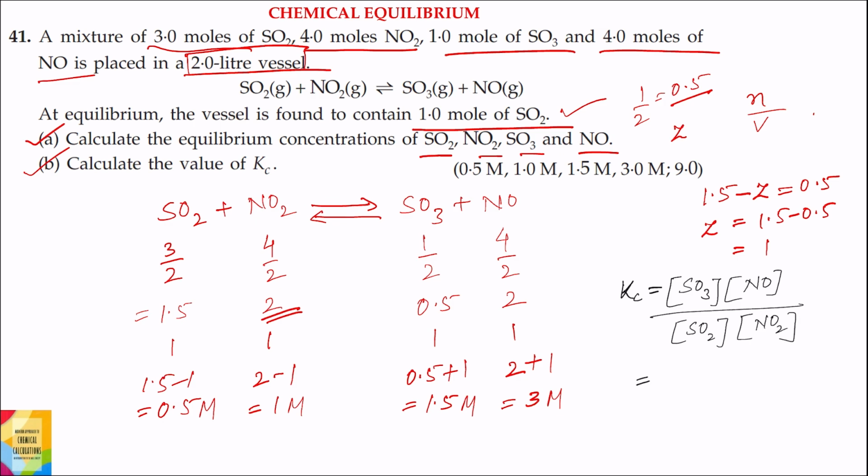So this is equal to 1.5 into 3 divided by 0.5 into 1. So 5 3s are 15, 3 3s are 9. So answer is 9. Value of Kc is 9.